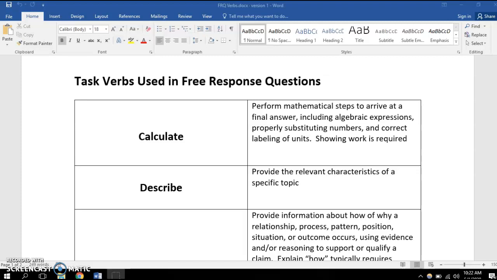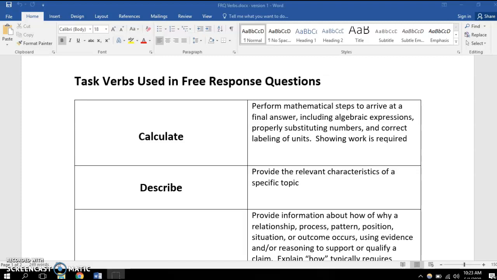And we've talked about this in the past. When you are to describe something, you are to provide relevant characteristics of that specific topic. And here's the deal, people. You can't ever say too much when you're describing something. When you're talking about a keystone species, make sure you define a keystone species and then give an example of a keystone species. If you're describing a biogeochemical cycle, describe that cycle in full.